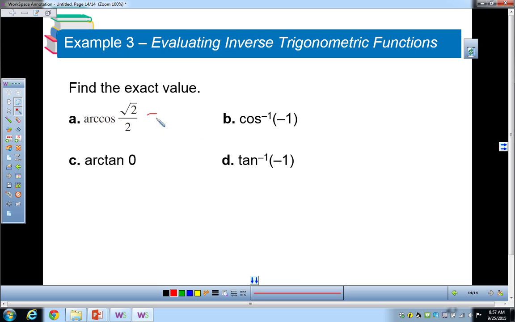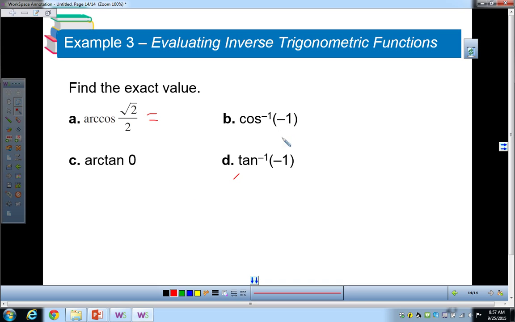Who can tell me what's the arc cosine of the first one? Hey, you can win a valuable prize if you get this right. I'm giving you candy. Okay, go ahead, Colton. 45 degrees. That's right. You get a valuable prize. There you go. Hey, you got to raise your hand. Who's got the next one?